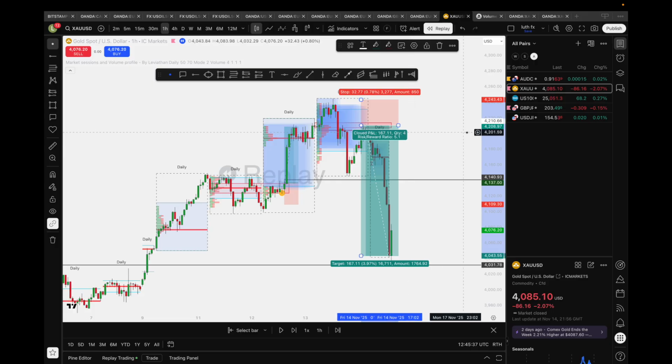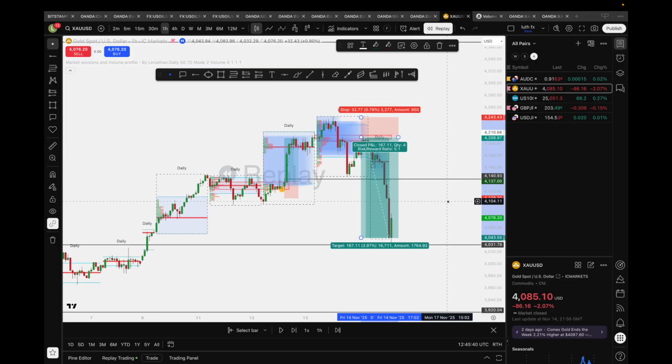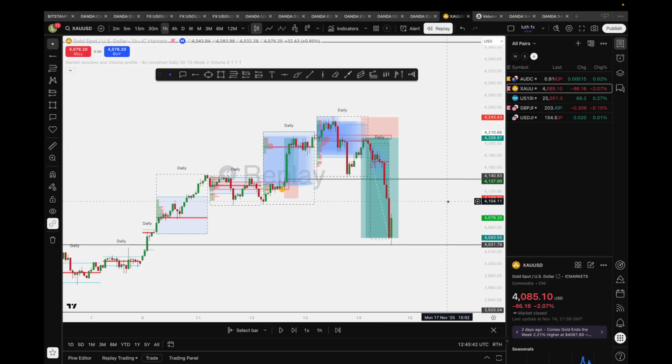So guys, you can see how I was able to use volume profile in confluence with market structure to execute this beautiful trade on gold this week. It was just these 2 trades that I took on gold this week, nothing more, nothing less, and I was happy just taking these 2 trades and milking the hell out of the market, right?